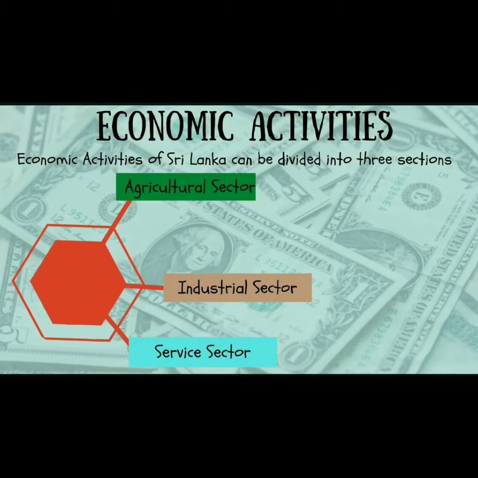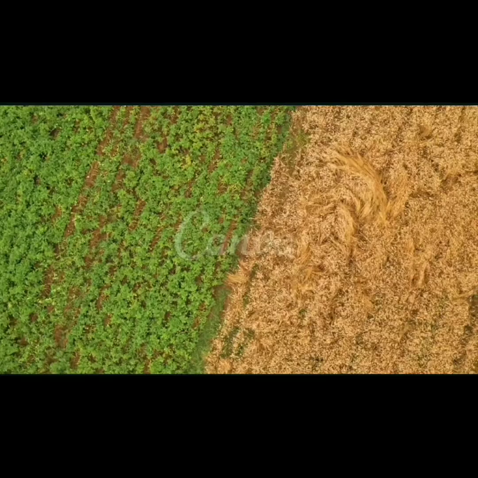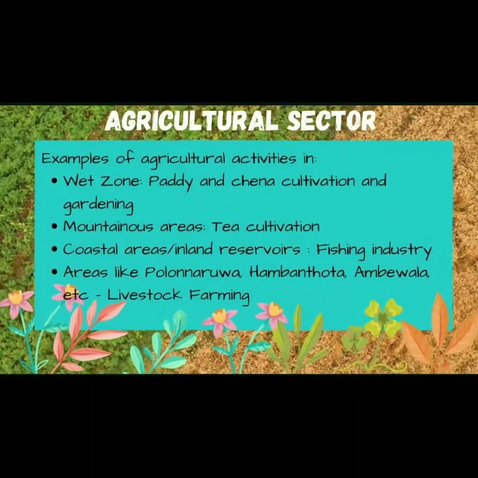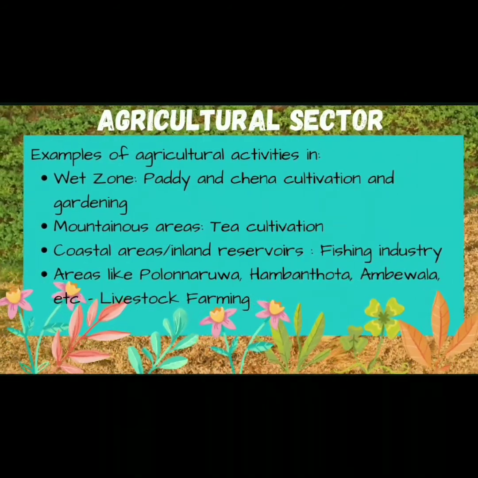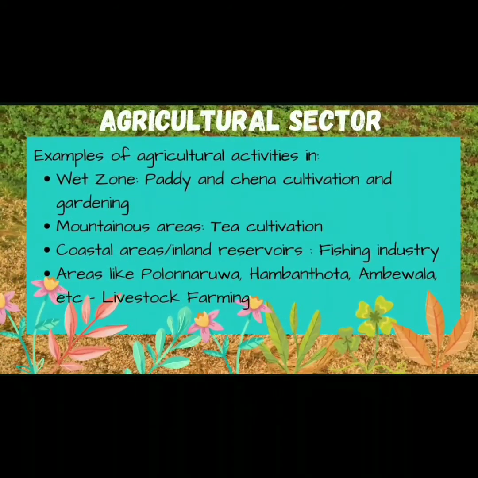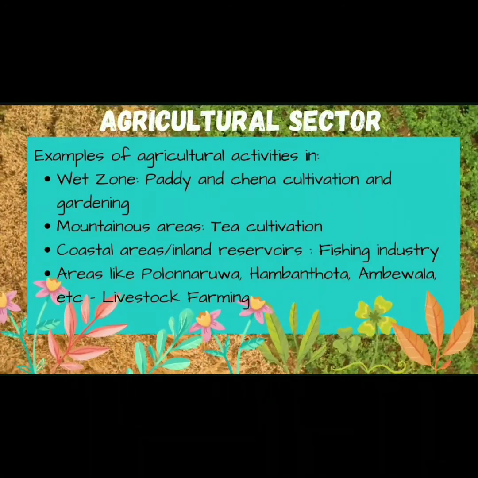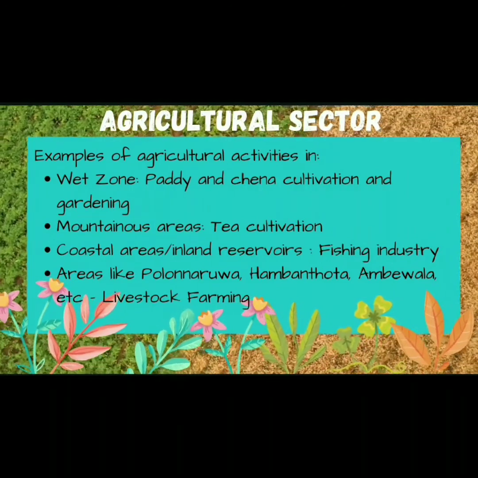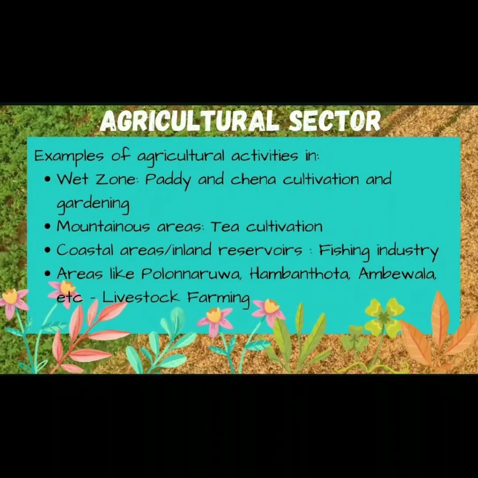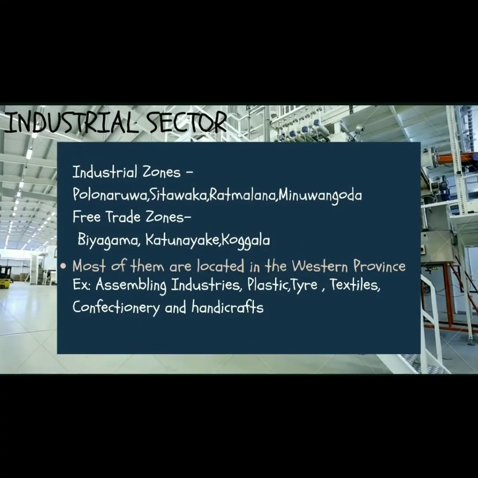Economic activities of Sri Lanka can be divided mainly into three sections. Number 1 is the agricultural sector. There are various agricultural activities seen in Sri Lanka. Paddy cultivation, gardening, and chena cultivation are located in the dry zone, and paddy, rubber, tea, and coconut are in the wet zone. Tea is cultivated in mountainous areas, and fishing industry and livestock farming are in the coastal areas and areas of Ambewela, Pattipola, Polonnaruwa, and Hambantota.